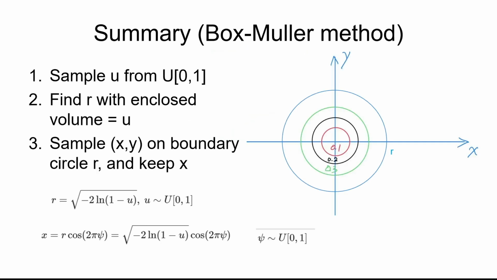Okay, so let's summarize here. Basically, this is called the Box-Muller method. It takes three steps. First, we sample a value u from the uniform distribution, and then we find R with the enclosed volume equal to this u, and then we sample x and y on the boundary circle R and keep x. So here we only need two samples from the uniform distribution. One is u, the other is psi, and then we can get the resulting sample using this expression.